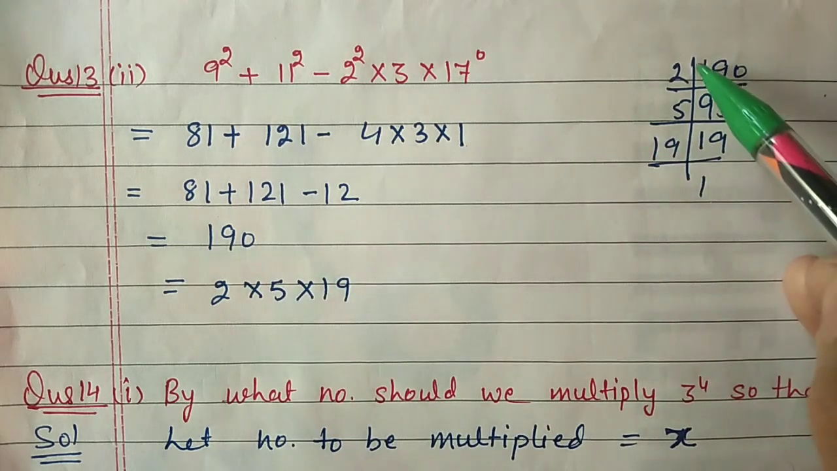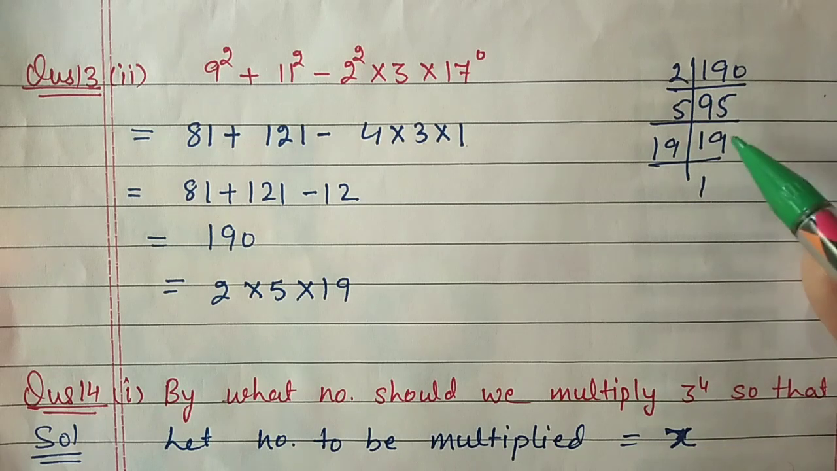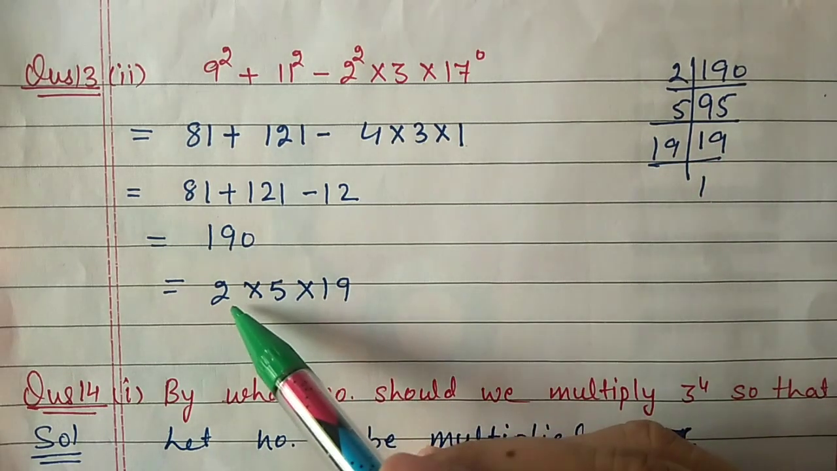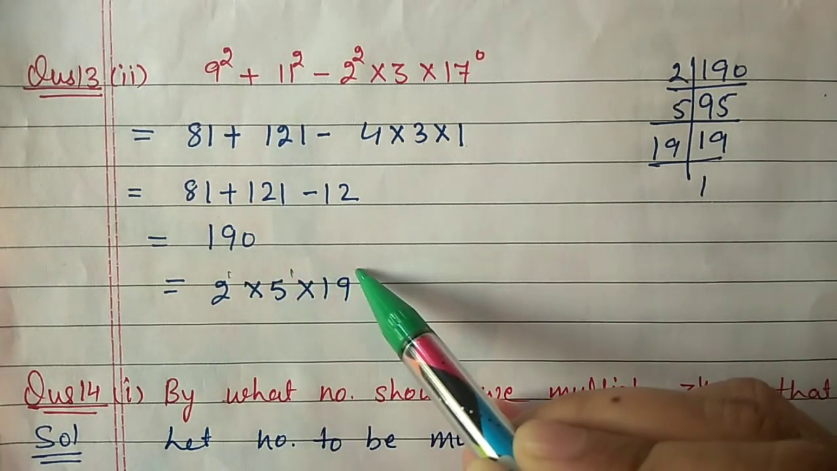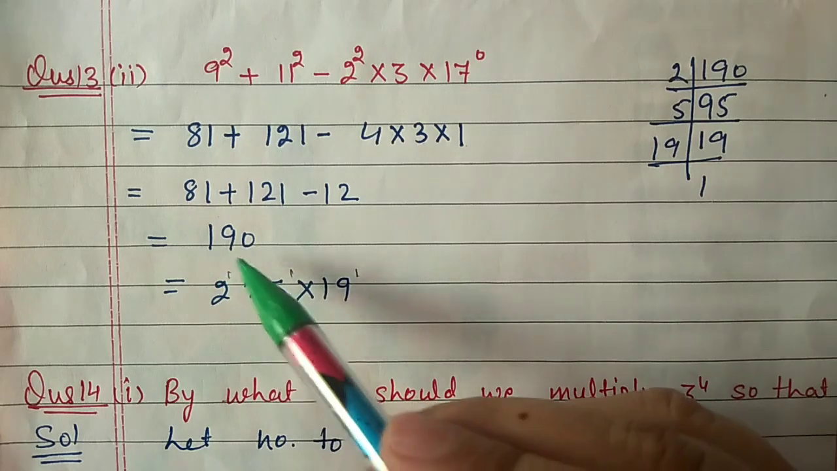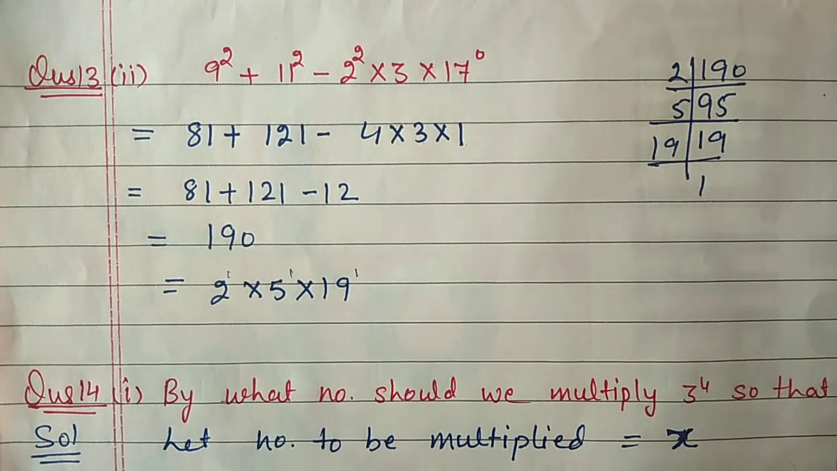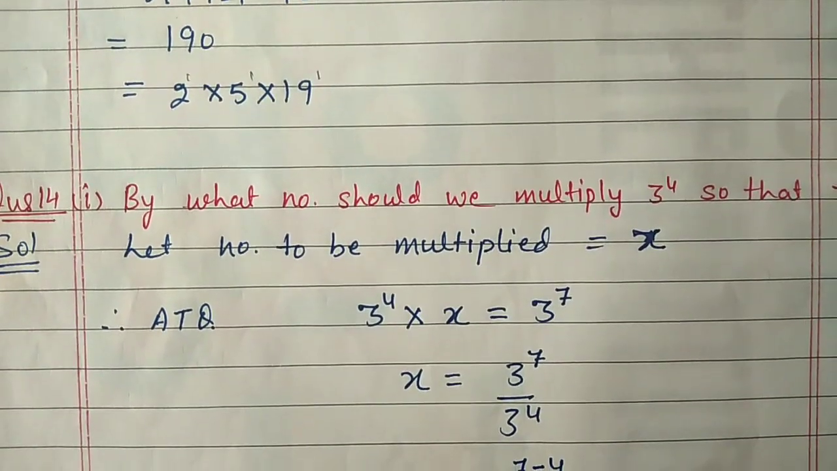Again do the prime factorization of 190. 2 95 times, 5 19 times, and 19 1 time. So the answer is 2 to the power 1, 5 to the power 1, 19 to the power 1. Mentioning power 1 is not compulsory. If you are writing 2 or 2 to the power 1, it is the same. Question number 14, first part.